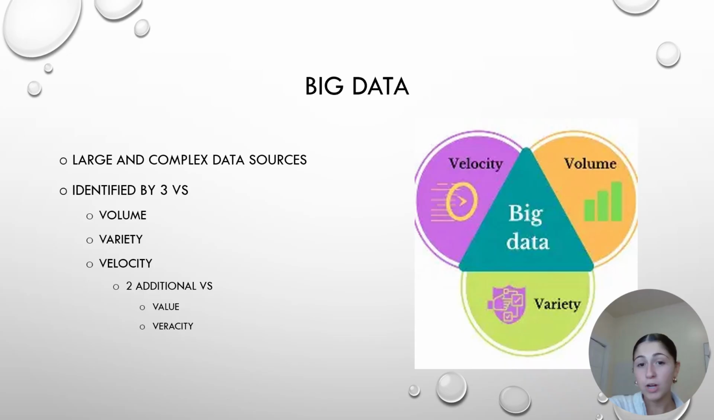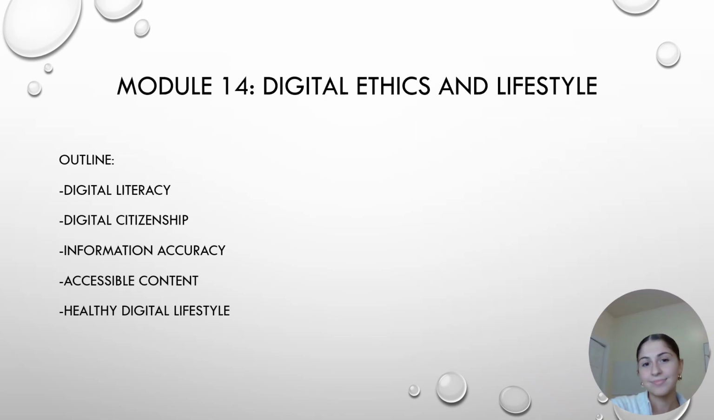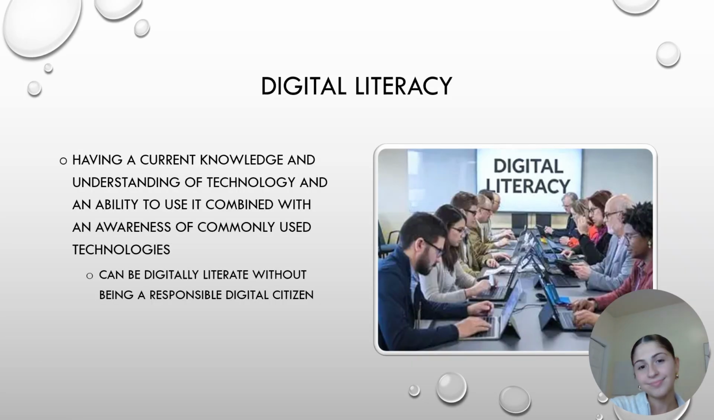And to finish off this module, we've discussed big data. This is large and complex data sources. It's identified by the 3 V's: volume, variety, and velocity. Moving on to our last module, Module 14, Digital Ethics and Lifestyle. This module covered digital literacy, digital citizenship, information accuracy, accessible content, and healthy digital lifestyle.